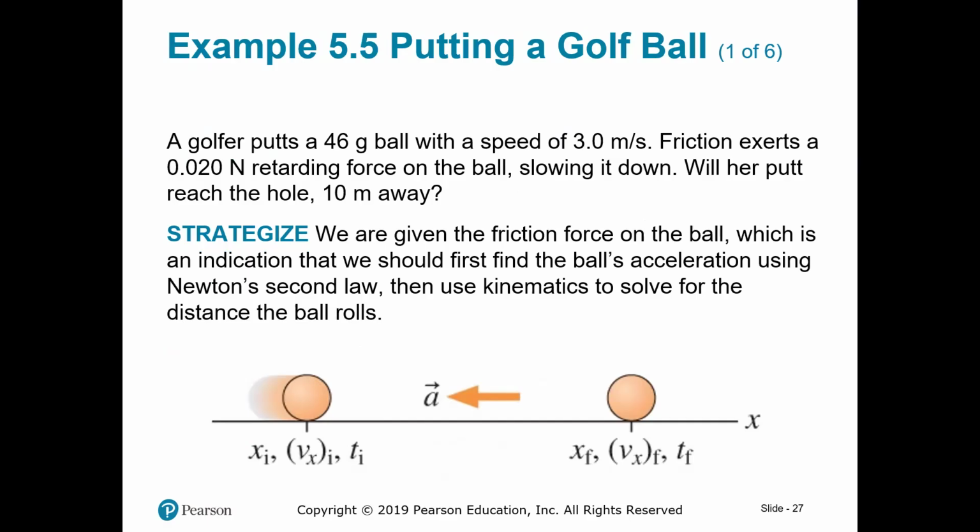A putter hits a 46 gram ball with a speed of 3 meters per second. So the initial velocity Vi is 3 meters per second. And friction exerts a 0.02 retarding force on the ball, right? So this is your ball, the object you are interested in, slowing it down. We help it reach the hole 10 meters away. So basically you're looking for delta x.